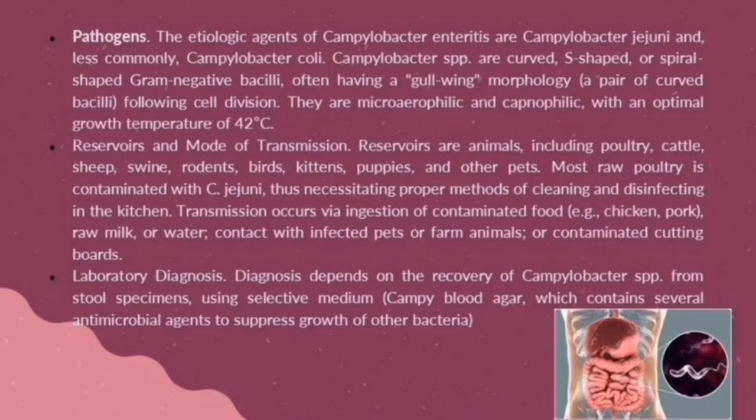Reservoirs and mode of transmission. Reservoirs are animals including poultry, cattle, sheep, swine, rodents, birds, kittens, puppies, and other pets. Most raw poultry is contaminated with C. jejuni, thus necessitating proper methods of cleaning and disinfecting in the kitchen. Transmission occurs via ingestion of contaminated food, examples chicken and pork, raw milk or water, contact with infected pets or farm animals, or contaminated cutting boards.